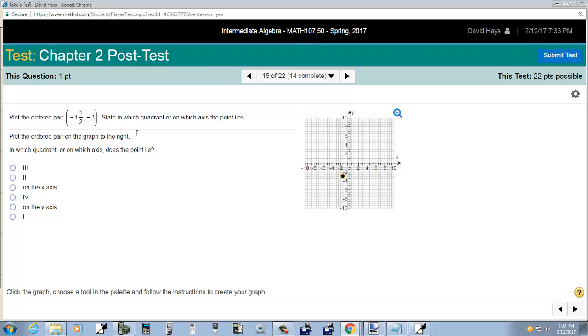Which quadrant is it? This is the first quadrant, second, third. So that's in quadrant 3. And I guess that's it.